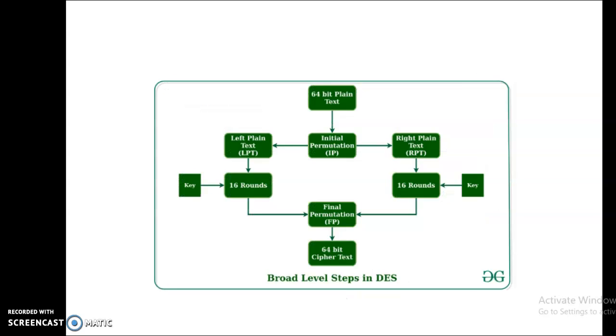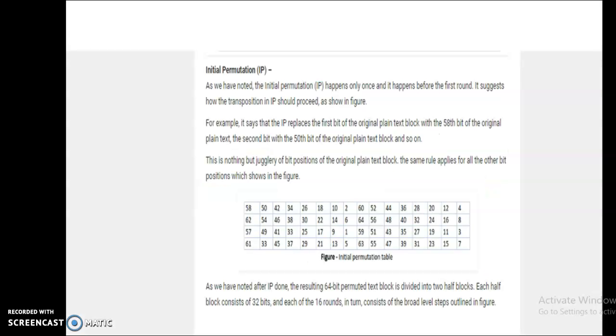So this is the diagram given. We have 64-bit plain text. Initial permutation performed gives us LPT, which is the left plain text, and RPT, the right plain text. On each of them, 16 rounds are performed using a key. After that, final permutation is performed and we get the 64-bit ciphertext. So how is the initial permutation done? As we have noted, the initial permutation happens only once, and it happens before the first round. It suggests how the transposition in IP should proceed, as shown in the figure.